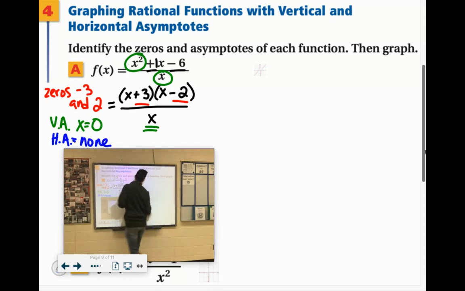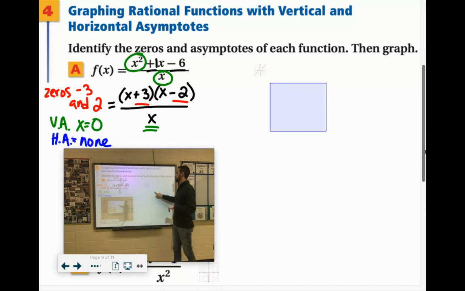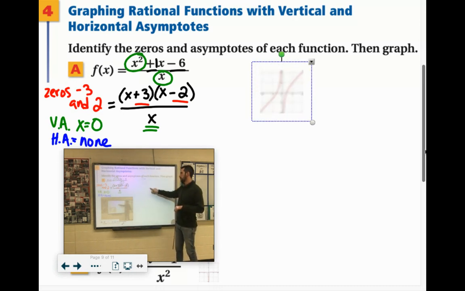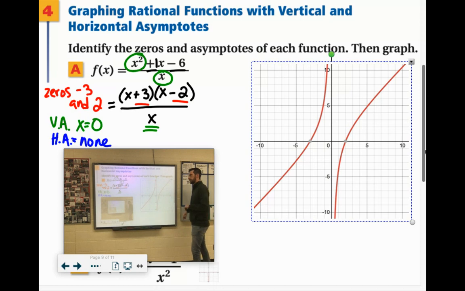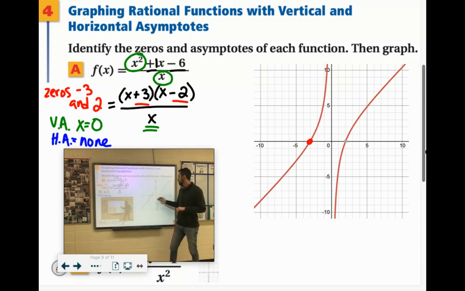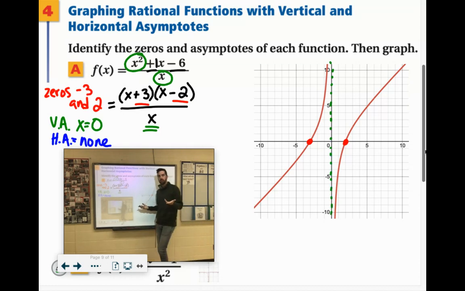So let's check our graph. Let's see if our information matches up with the graph. So we have zeros at -3, +2. We have a vertical asymptote right at 0. Never touches that line. And we don't have a horizontal asymptote here. There's no flat line where these things curve away from.